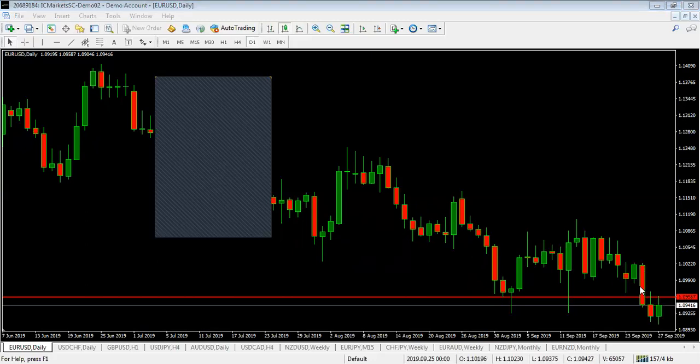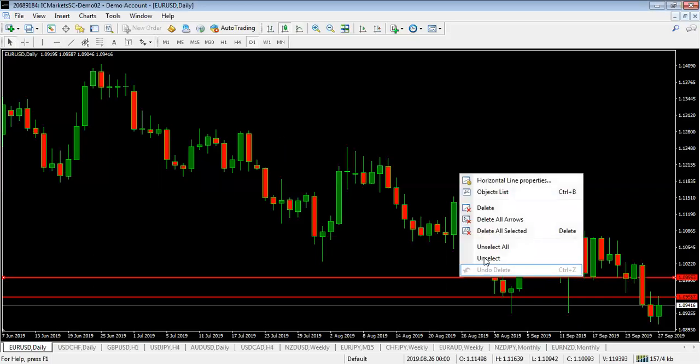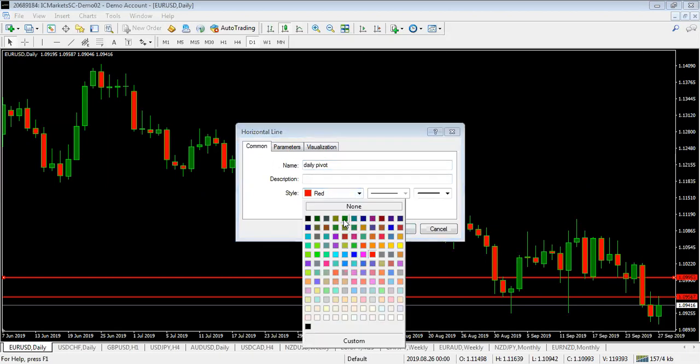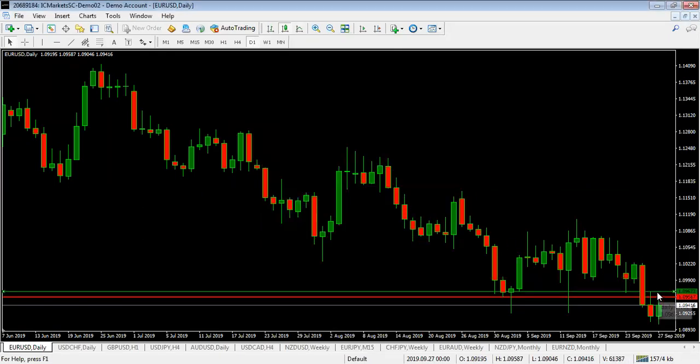The pivot here is 1.1023 plus 1.0937 plus 1.0942, divide 3. Copy. So that is for the daily. So we have this.